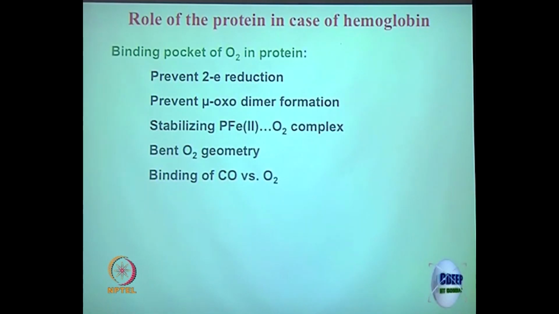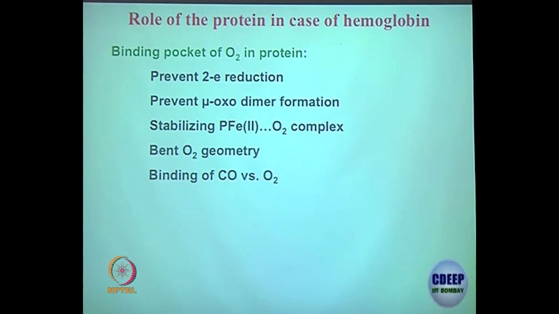Now let's go on. So what is essential for oxygen binding? Irrespective of myoglobin and hemoglobin, the thing that is most essential is that we have to prevent reduction of oxygen.